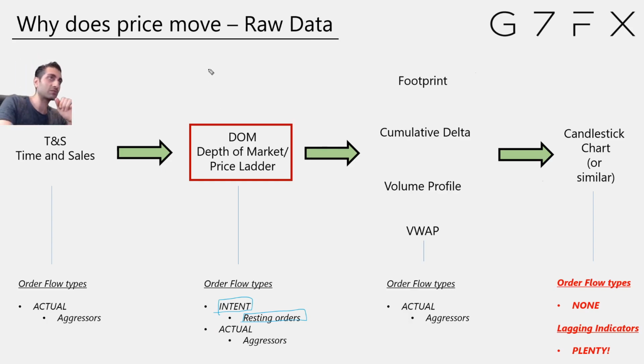Why is that? So this comes to the question of why. Why are we looking at time and sales, depth of market? Why don't we just jump over to the footprint, cumulative delta, volume profile, VWAP? So guys, this is essentially my number one go-to tool that I use. I wanted to avoid the word indicator because it's not an indicator. It's a demand and supply representation tool, as I've discussed previously in some of my videos on social media, and I will continue to do so.